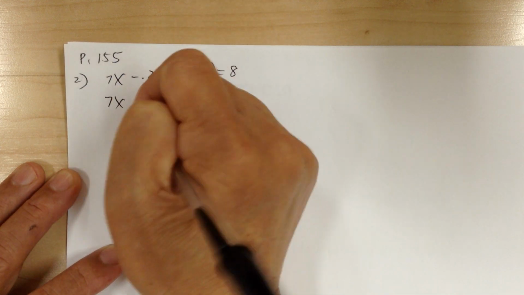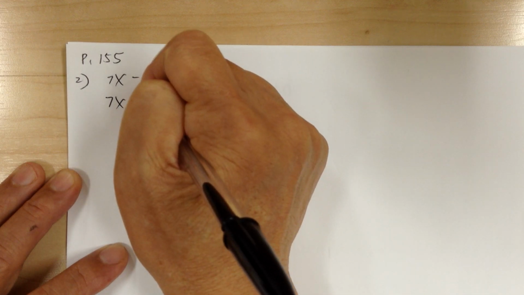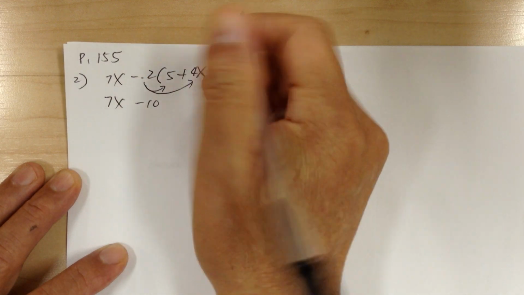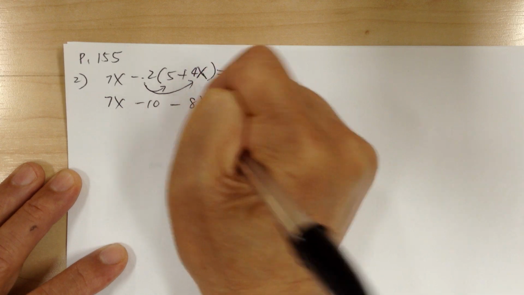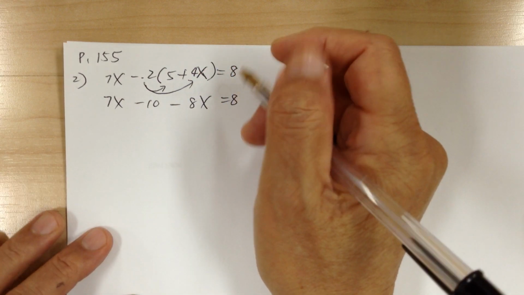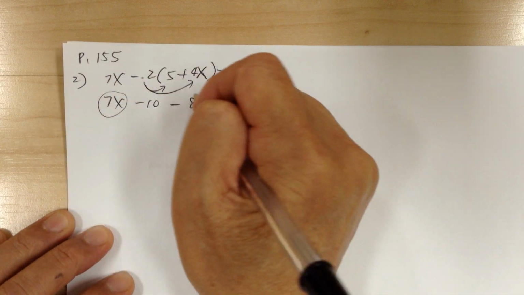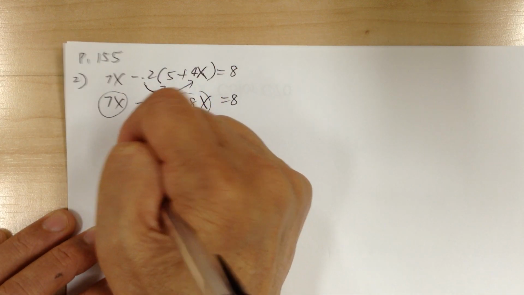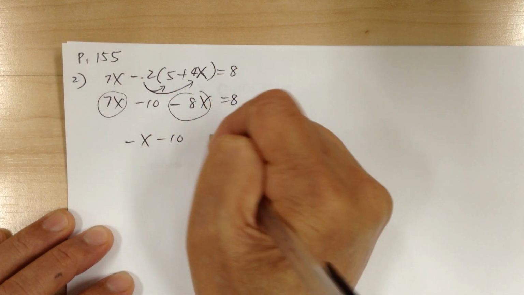So negative 2 times 5 is negative 10, and negative 2 times 4x will give you minus 8x. Then after that, you need to combine the like terms. So you're going to get negative x minus 10 equal to 8.